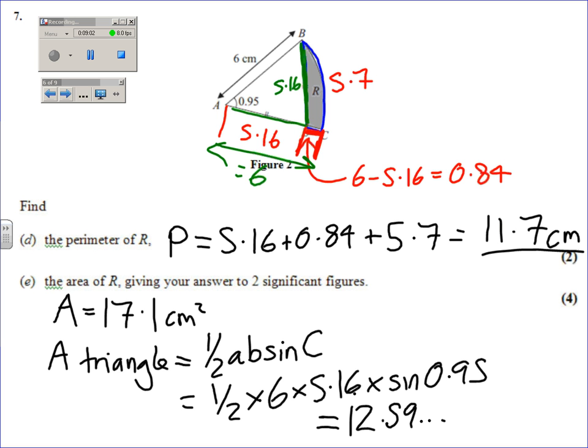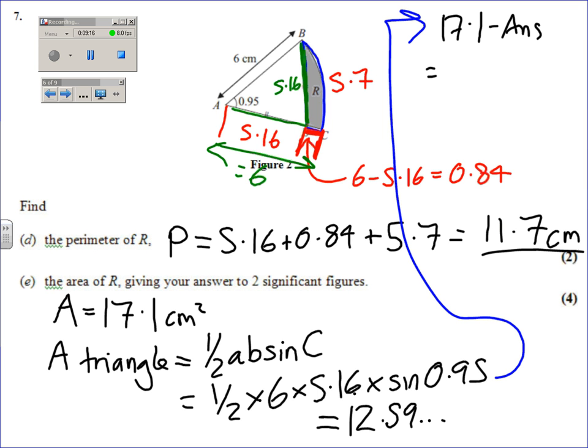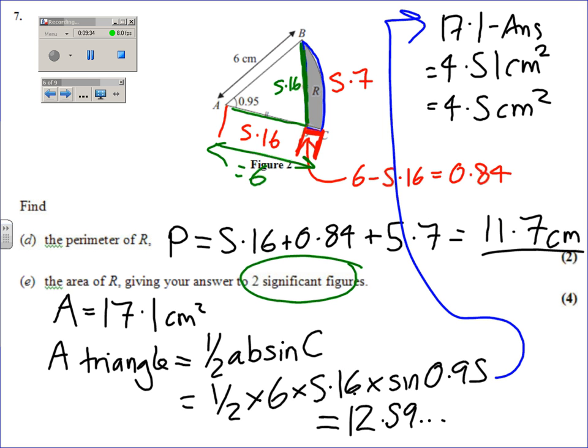I didn't write it down because all I did then was 17.1 subtract that answer, and we end up at 4.51 to 2 significant figures. That concerns me slightly because I got 4.52 the last time. I can't read my own writing. I had to do it to 2 significant figures because the question asks for 2, so it's 4.5 to 2 significant figures. Oh, glad that's finished.